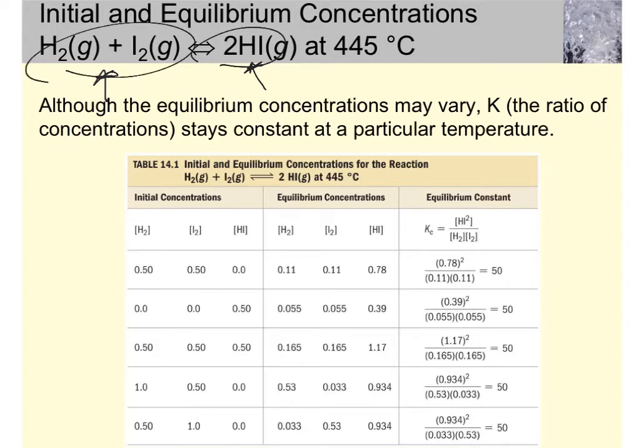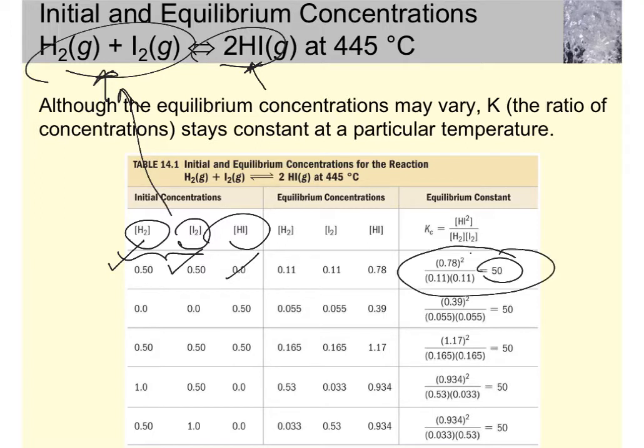So let's look at some examples for that. Notice that here are the two reactants in this reaction. Here's the product. Notice that regardless of whether we start totally with only reactants and no product, at equilibrium, again, the ratio of products to reactants remains the same. The ratio of products to reactants in all of these cases is 50. K does not change. Again, that's assuming the temperature is constant.